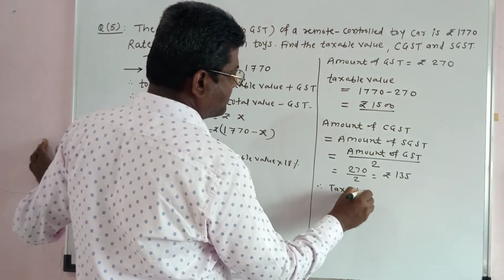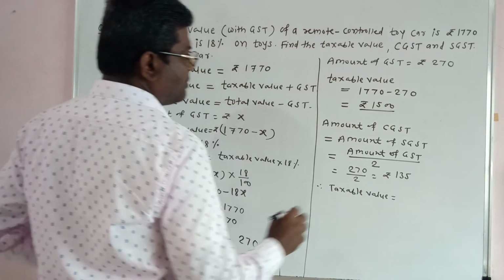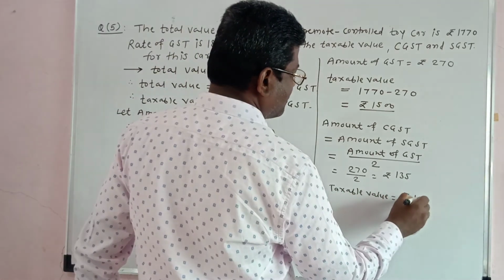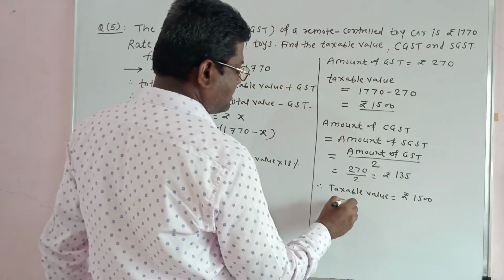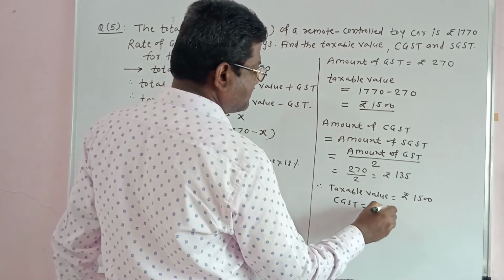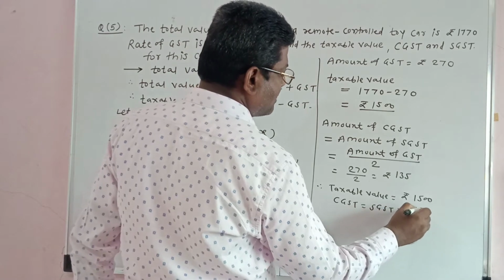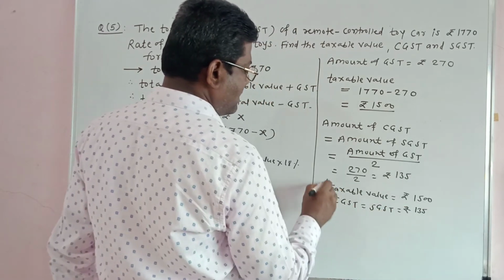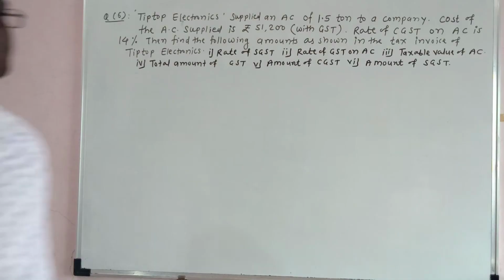Therefore our answer, taxable value is equal to rupees 1500 and CGST is equal to SGST is equal to rupees 135. This is our answer. Number 6.